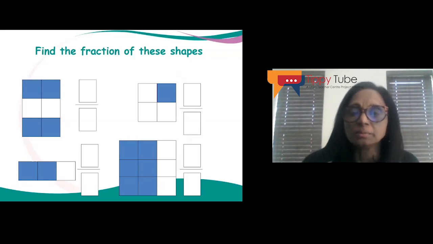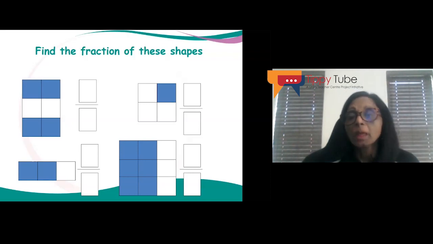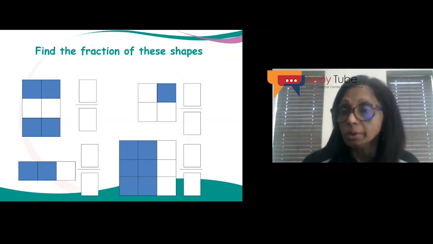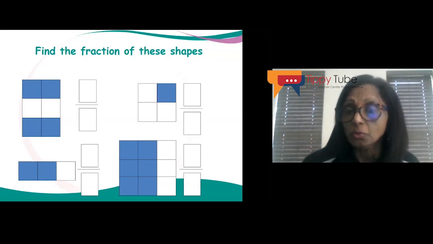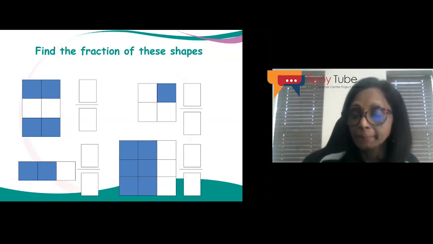Let's do another example, the one on your right. The square. How many equal parts are there? There are 4 equal parts, and that becomes your denominator. How many of the 4 equal parts are colored? Yes, it's only 1, and that therefore becomes your numerator.